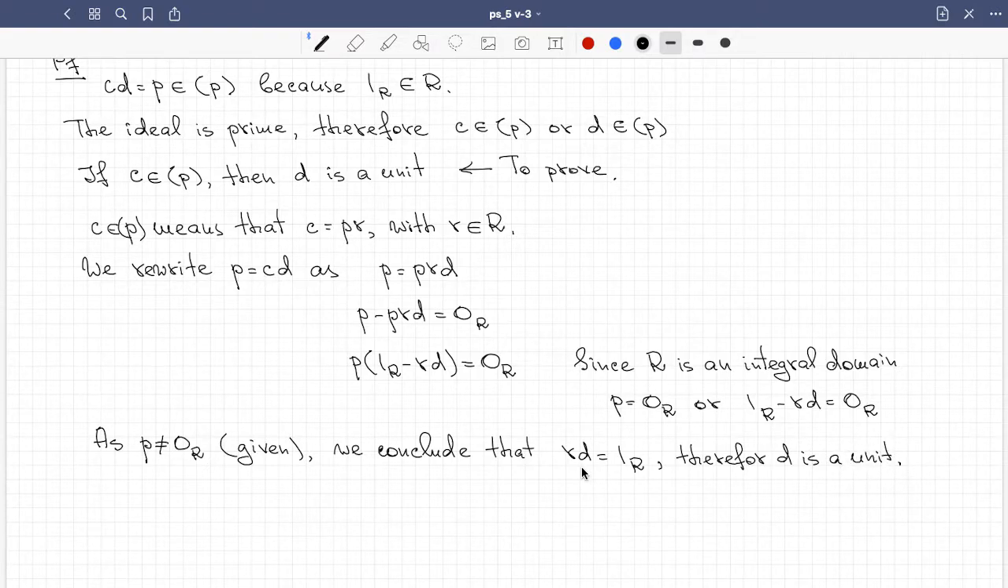It has an inverse. Integral domain is commutative, so we don't need to care about right and left. It is just a unit. Immediately, RD is equal to DR is 1, so D has an inverse. That is exactly what we wanted to prove. That's all. The exercise is done.